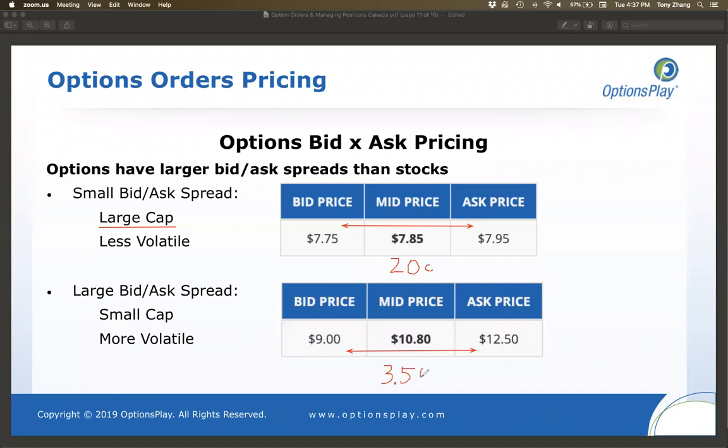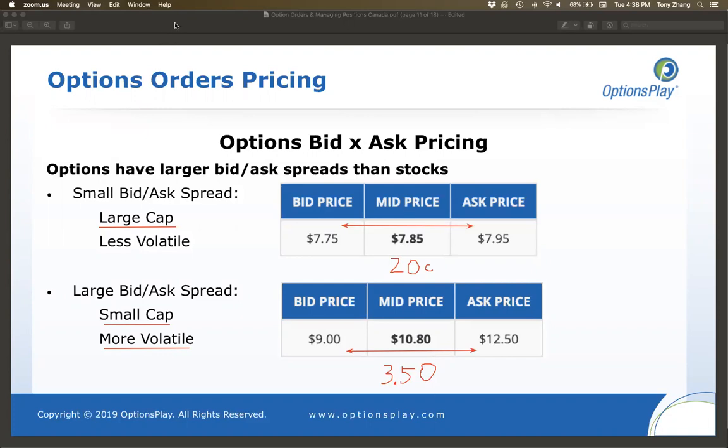And this example here on the bottom is more likely going to be either a small cap name or one of the more volatile names. So a lot of you that like to trade the marijuana stocks, you're going to see these very wide spreads in those marijuana stocks. And for those of you that like to trade banking stocks, mining stocks, the larger cap names, you're going to see smaller spreads.